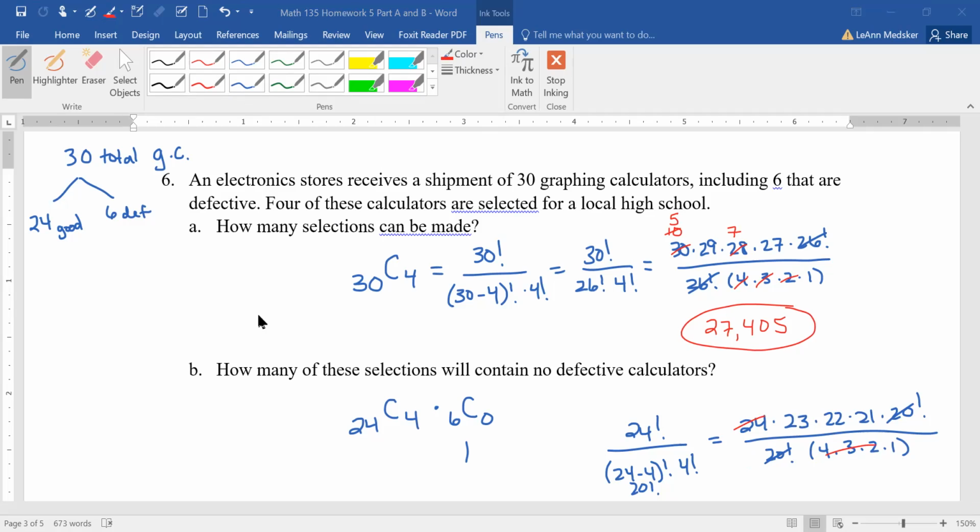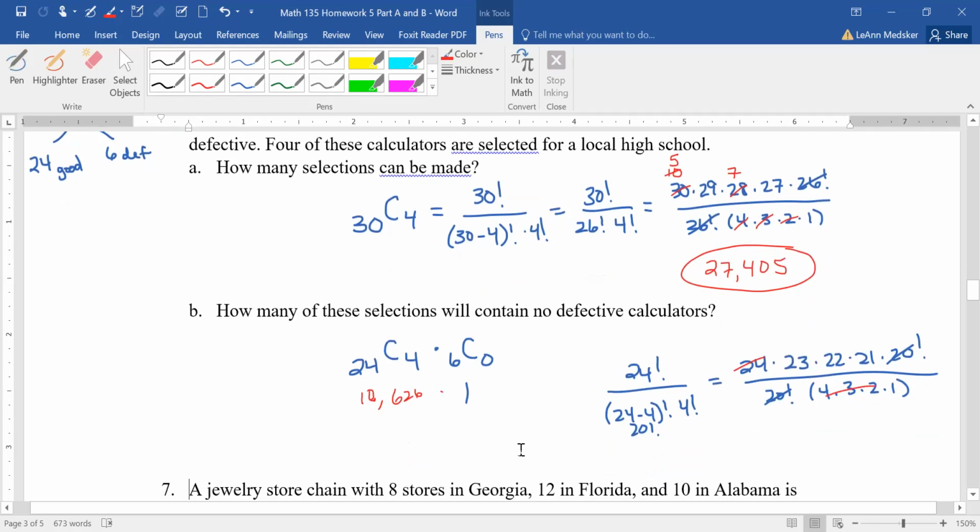So 23 times 22 times 21 is 10,626. So if we multiply that by the 1, because I did write my step there where I chose nothing from the defective group, this would be 10,626 ways.